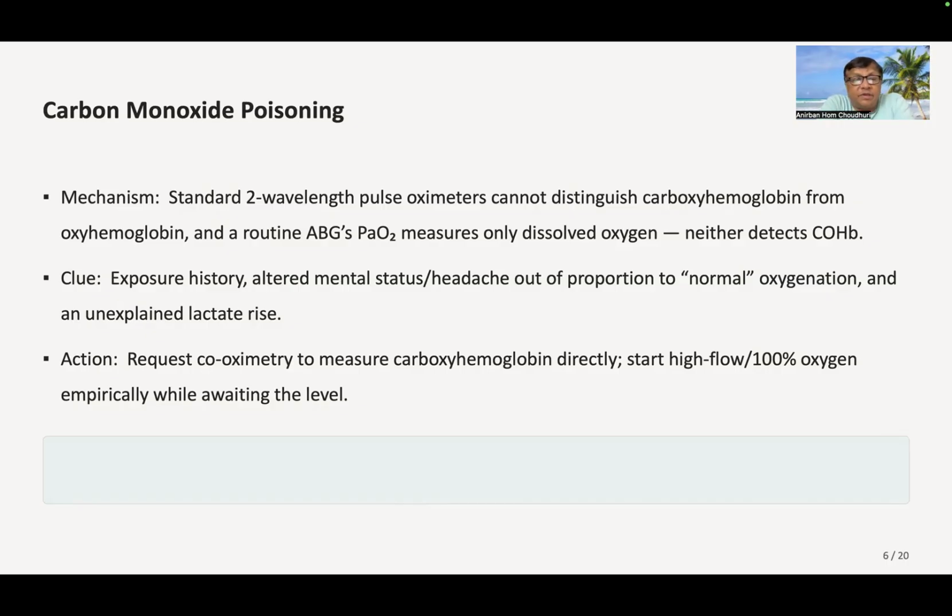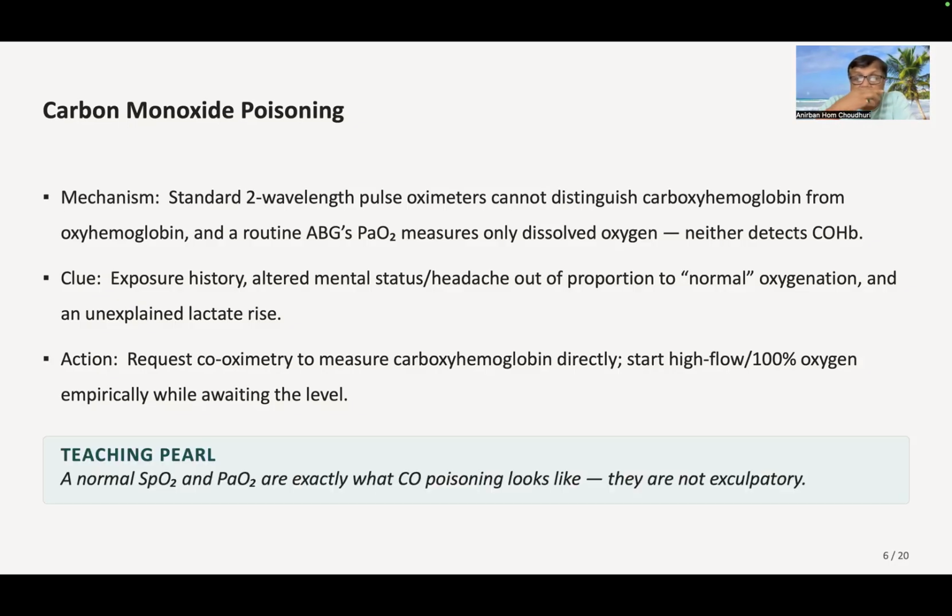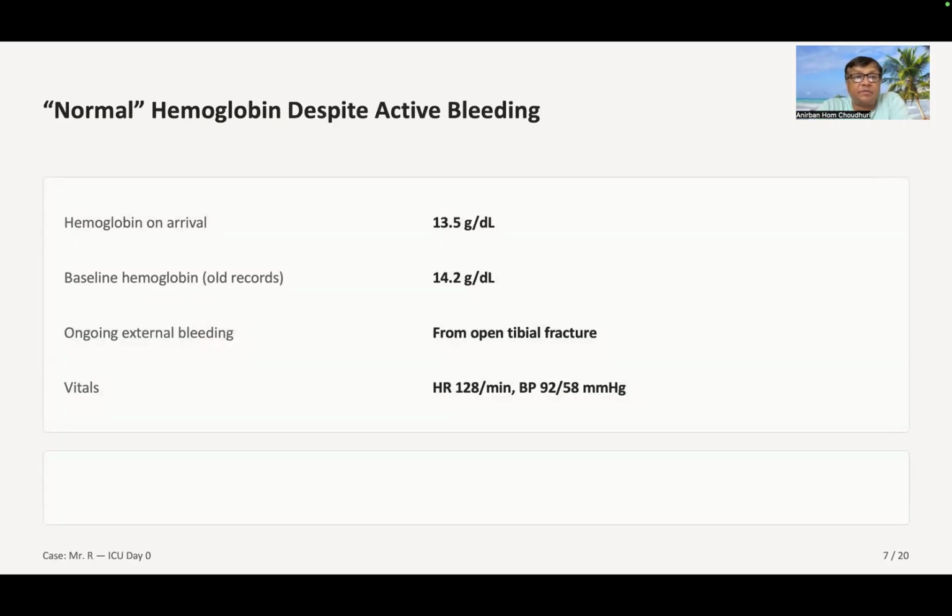The clue obtained in this patient was the exposure history to smoke, altered mental status, and headache out of proportion to the normal oxygenation, and an unexplained rise in lactate. So in this condition, co-oximetry was requested to measure the carboxyhemoglobin directly, and high flow 100% oxygen was started empirically while awaiting the level. The teaching part would be that a normal SpO2 and a normal PaO2 are exactly what carbon monoxide poisoning looks like. So they are not exculpatory. We need to exclude it by doing a co-oximetry and take the necessary steps.